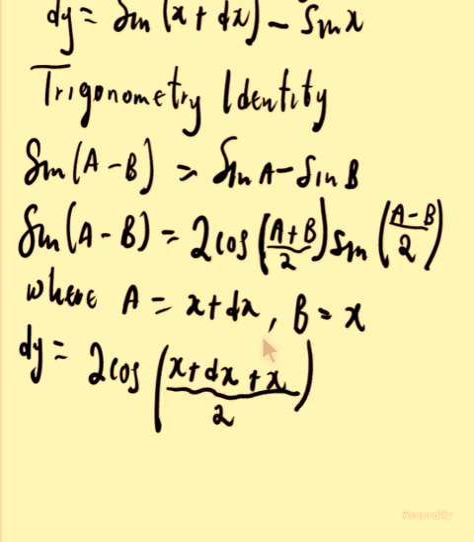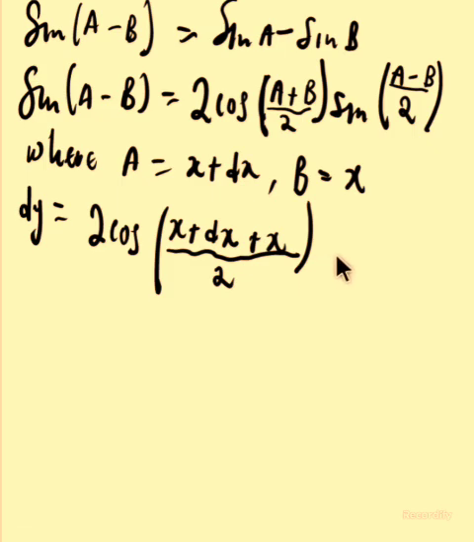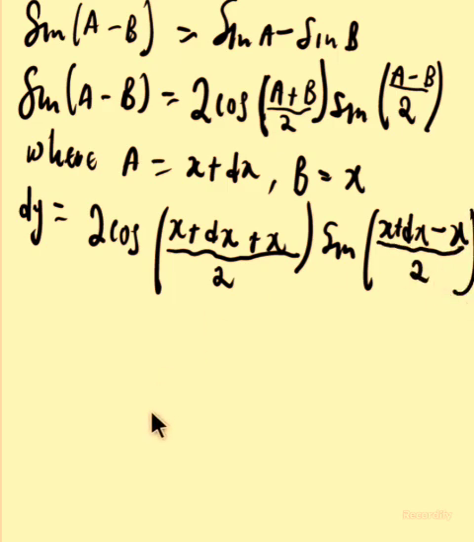Now, we're having dot sine, which is multiplication of sine. Our A again is x plus dx, minus B, which is x, minus x, all divided by 2. All right, so this is what we're having for the value here. Now let's continue.